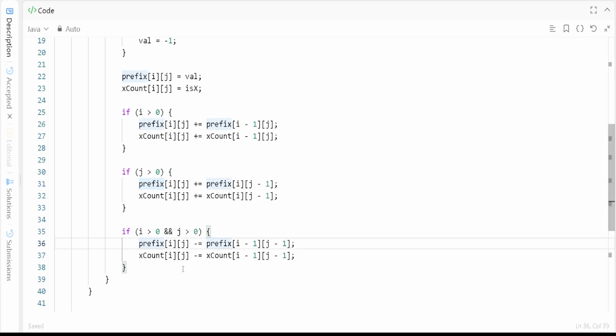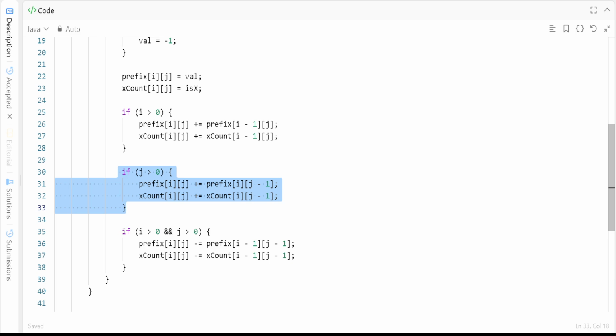Okay, in the last step, we want to remove the double count. We have the prefix, and we'll just subtract. Why are we subtracting here? Because we added the overlap twice, right? So if we have overlapped twice, we have to do minus 1 also. The overlap causes the problem when we add top and left, because both include the same region.